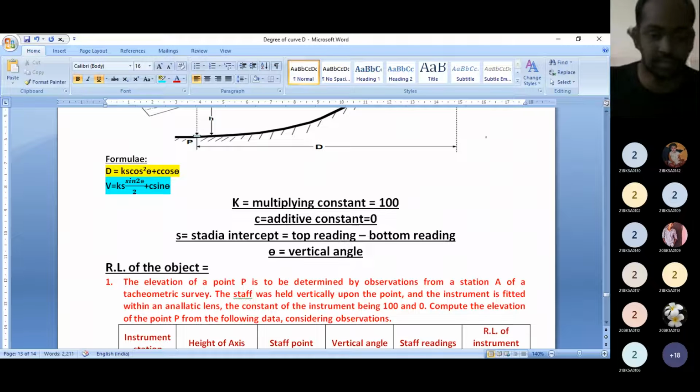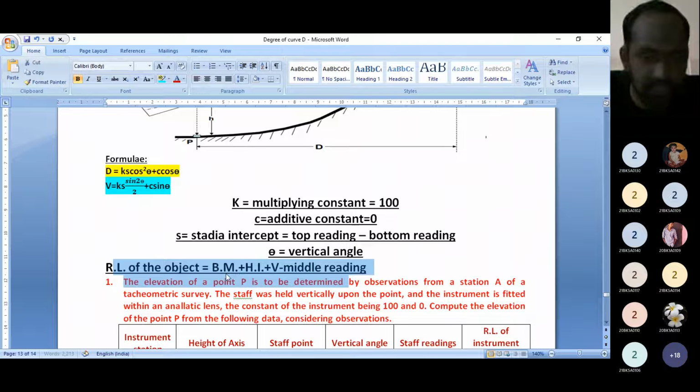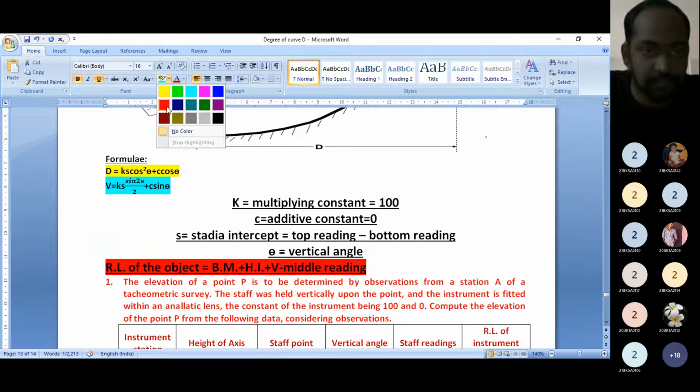Okay. Now how do you determine the RL of the object? RL of the object can be determined by using the benchmark plus height of the instrument. Okay now, plus V. Understand? So plus V minus central reading on the leveling staff, or middle reading on the leveling staff. So at the end of our problem we have to determine the RL of the object station. So this is our most important concept, most important thing.